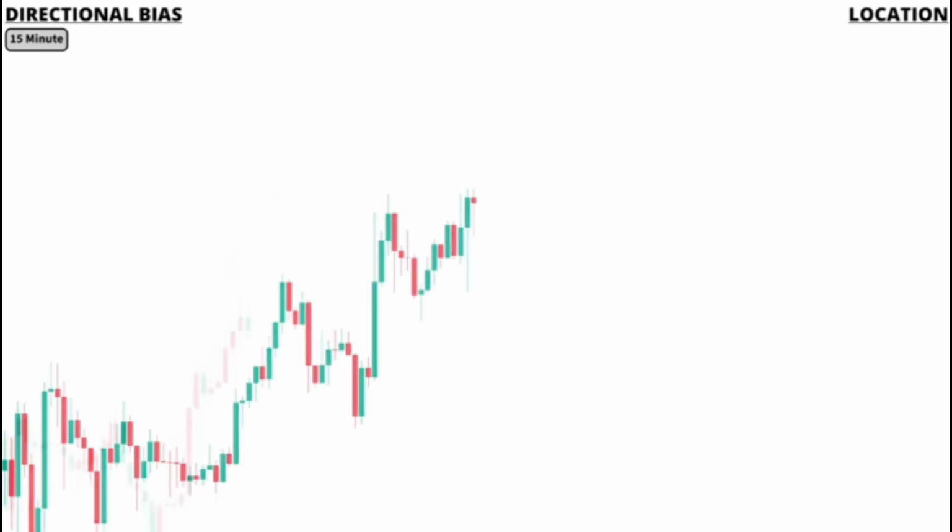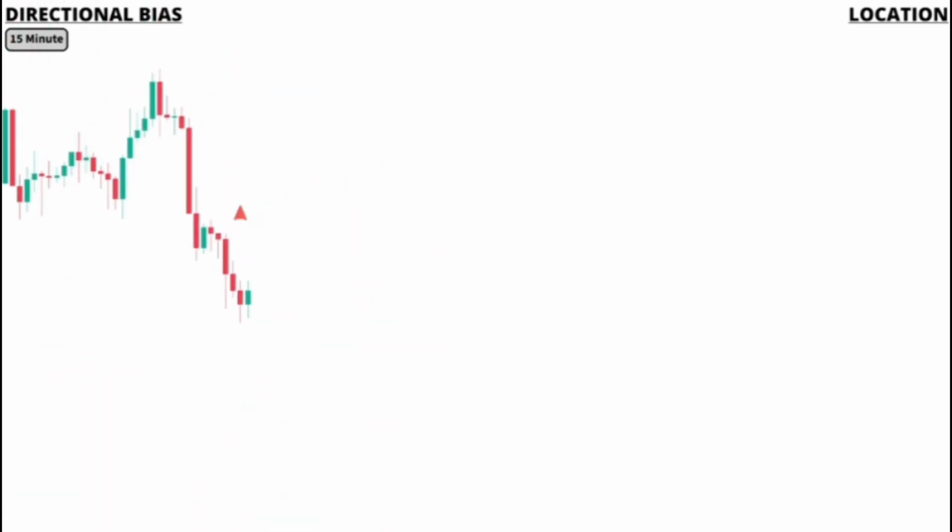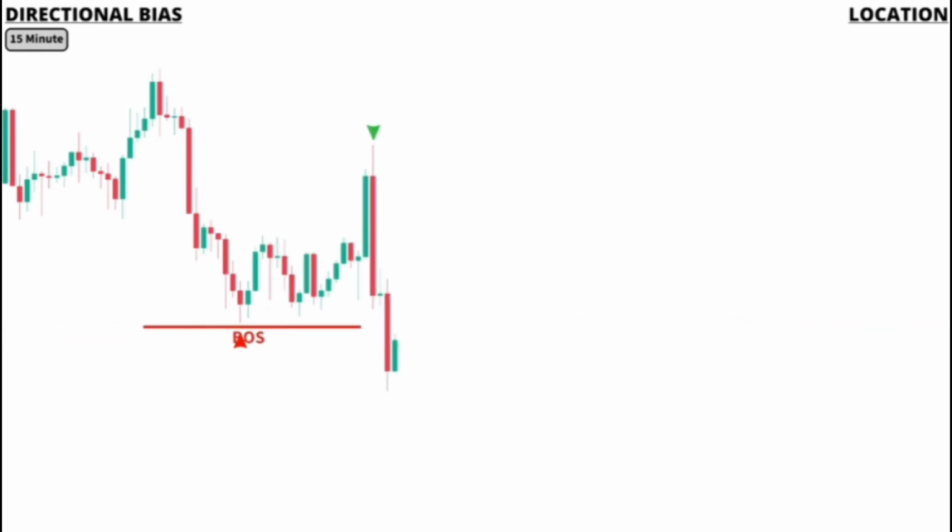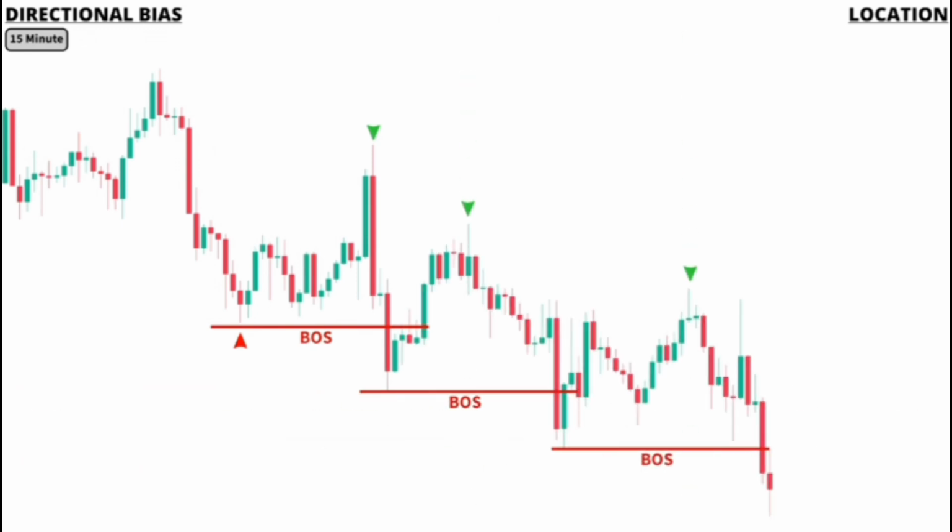Now let's look at the opposite scenario. If price forms a low, then rallies and later drops below that previous low, it's called a bearish break of structure, BOS. That tells us the market direction is bearish, and on that day, we're only looking for sell setups. The rule is simple, but take it seriously. If your directional bias is wrong, no trading system will perform consistently. Whenever you're unsure or see conflicting signals, always give priority to the 15-minute market structure.